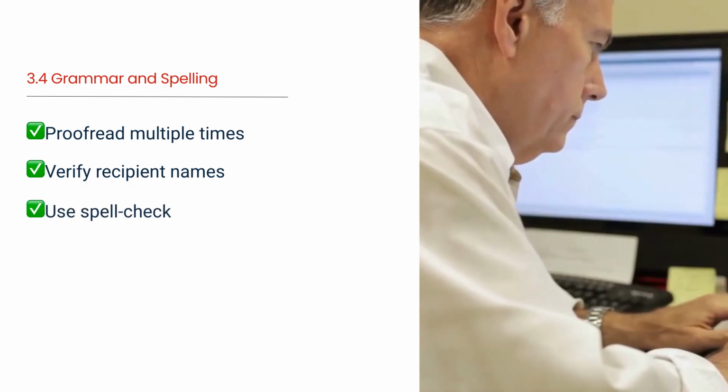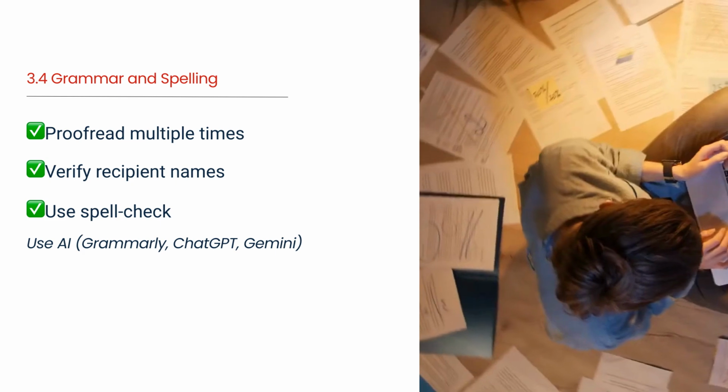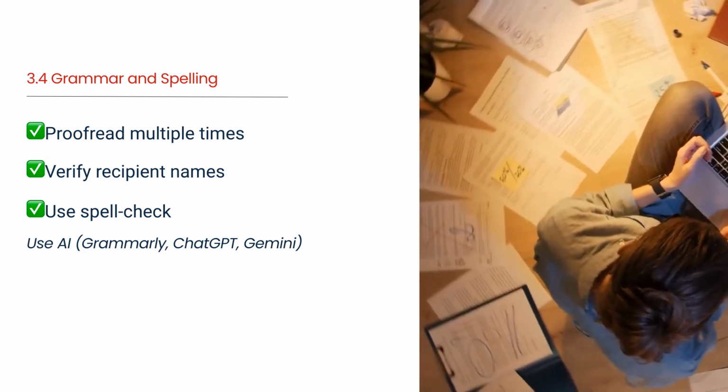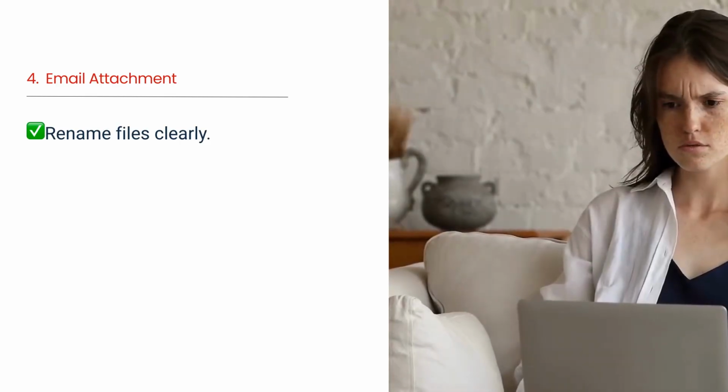Finally, use the technology available to you. Leverage AI tools like Grammarly, ChatGPT, or Gemini to check your spelling and refine your tone as a non-negotiable final step. Email attachments. First, always rename files clearly.